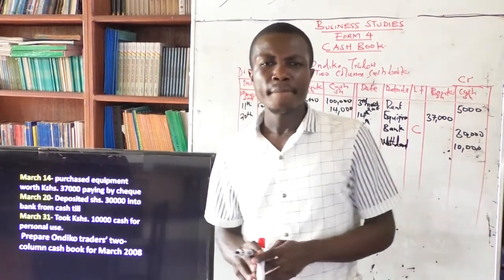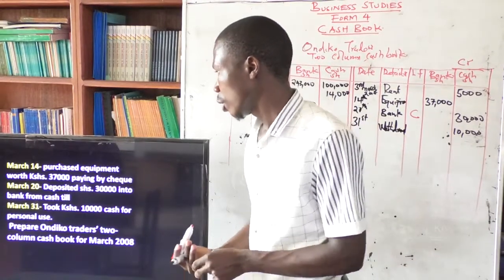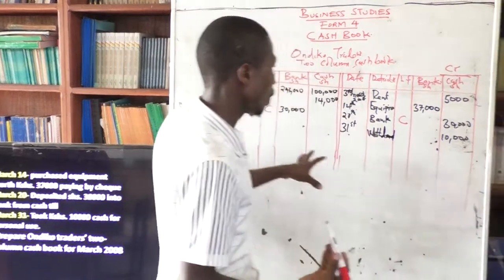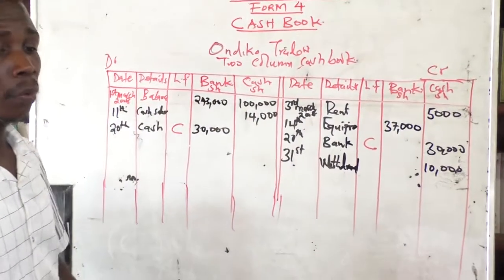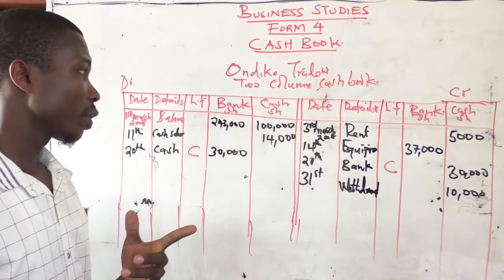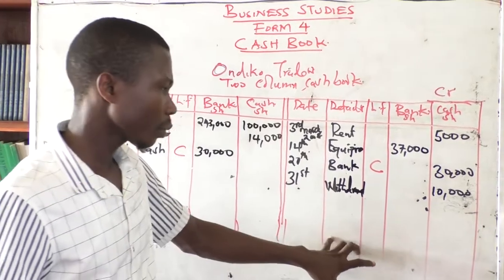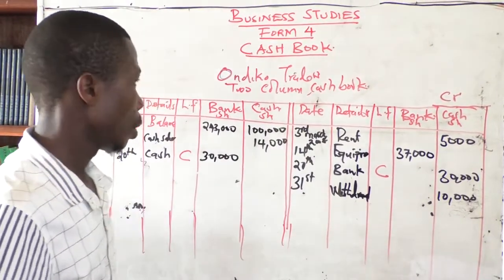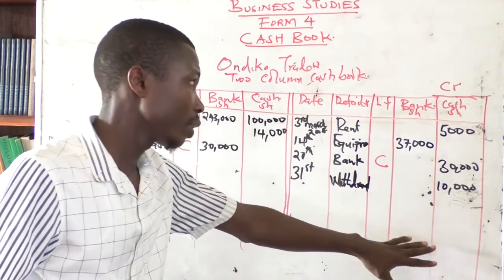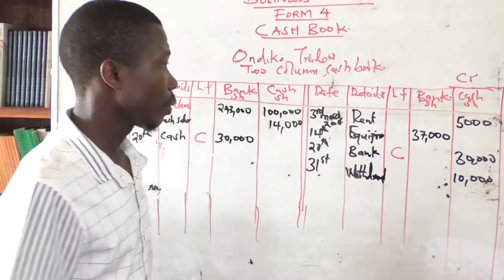So then prepare. The question was to prepare Ondico Traders 2-column cash book. And that's what we are doing. So I just want us to balance this. This is very simple. I'm going to give you another question and you try. There is something that I'll let you know also, especially when we are through with preparing and we are yet to balance the figures, both in the bank and in the cash. So right now let's balance it off.